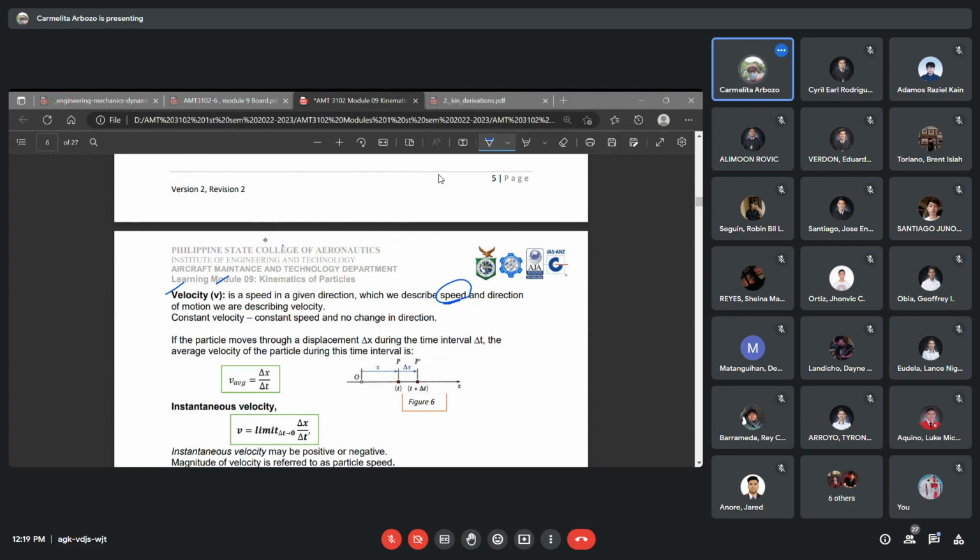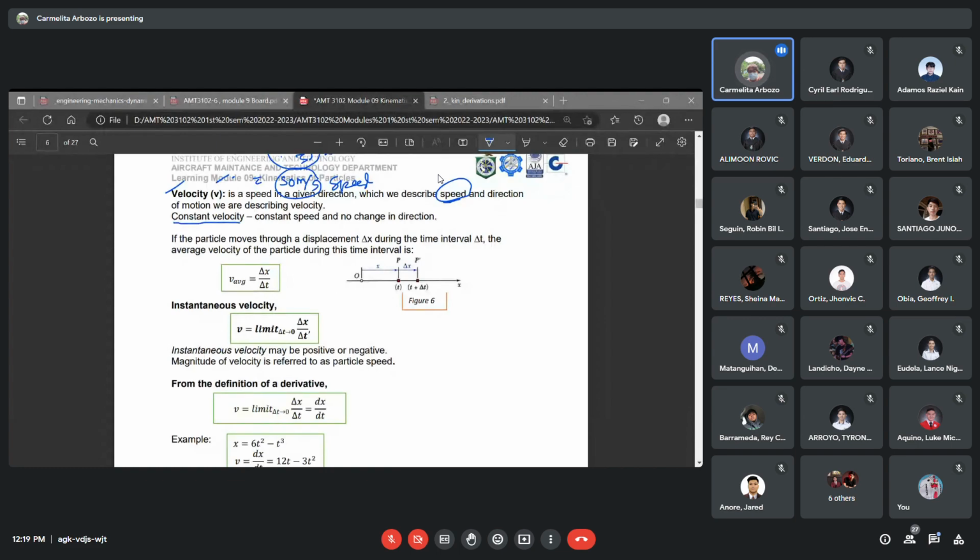Halimbawa, 50 meters per second, that is a speed. Okay, 50 meters per second due east is velocity na yan kasi merong magnitude and direction. Pero kung ang nakalagay lang is 50 meters per second, speed lang po ito, no? Magnitude. Kasi kung ano man yung magnitude ng speed, yun din ang magnitude ng velocity. Yun nga lang, merong direction. Okay, ang velocity natin, kasi po siya ay vector quantity.